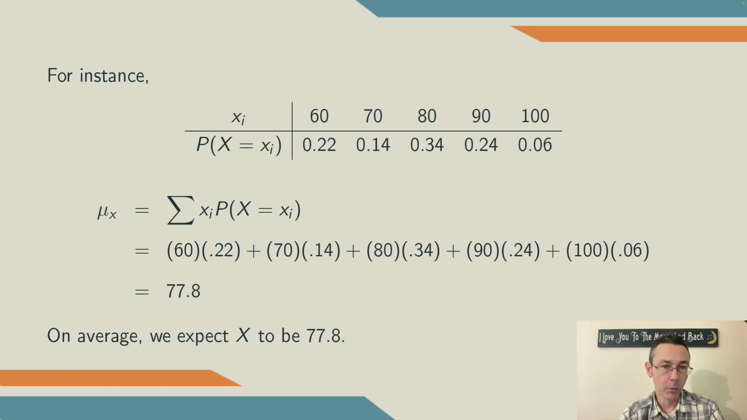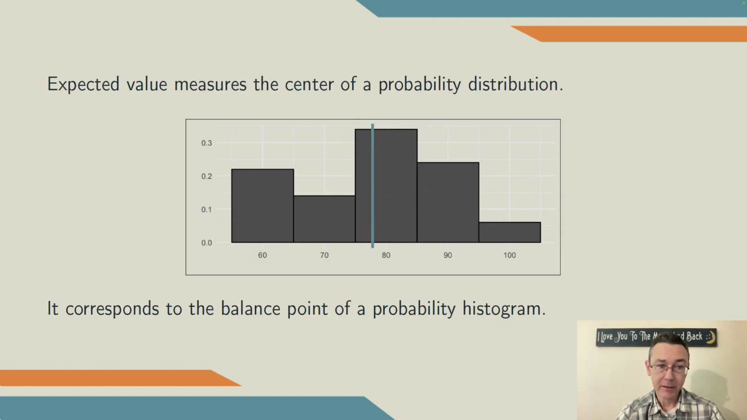The way to interpret the mean is to imagine doing the probability experiment many times, looking at all the results you get throughout all those different trials and taking the average of those. So the average of this random variable is 77.8. The expected value does represent the center of a probability distribution, much in the same way as the mean represents the center for a distribution of data.